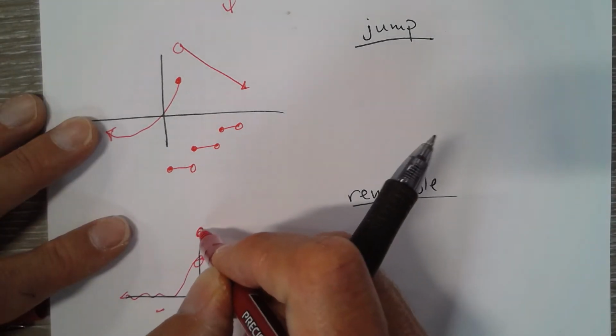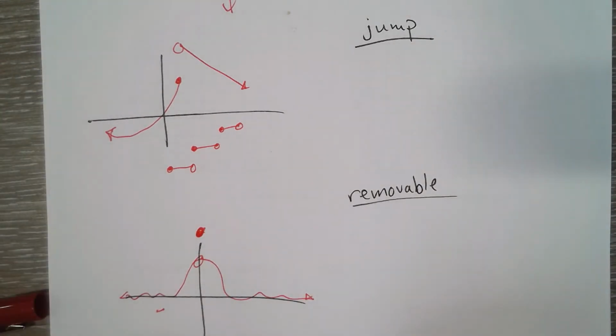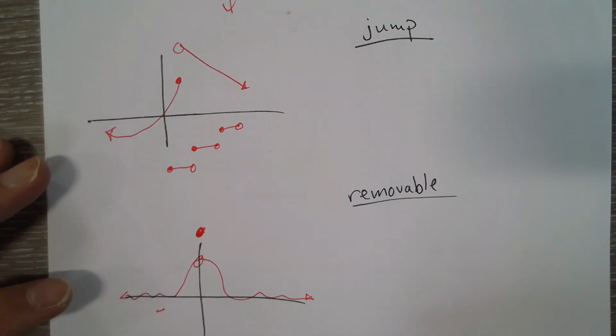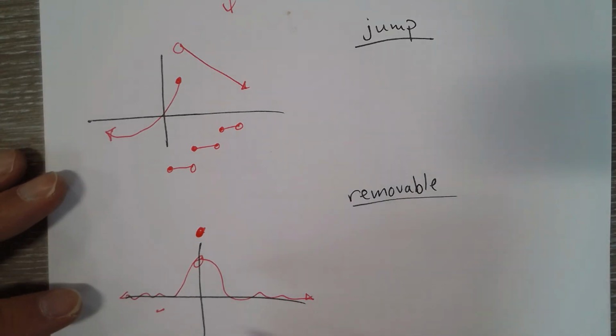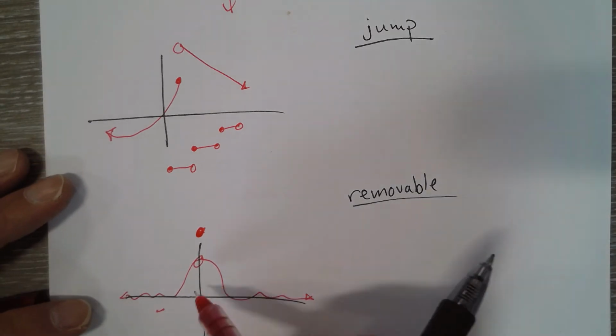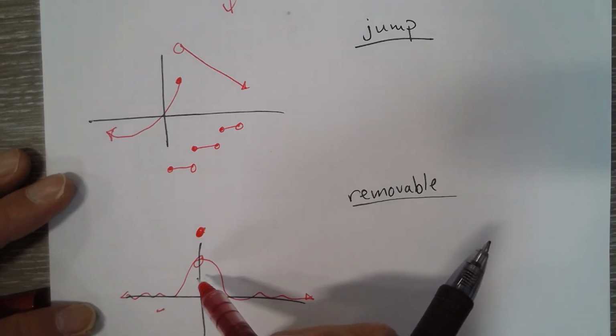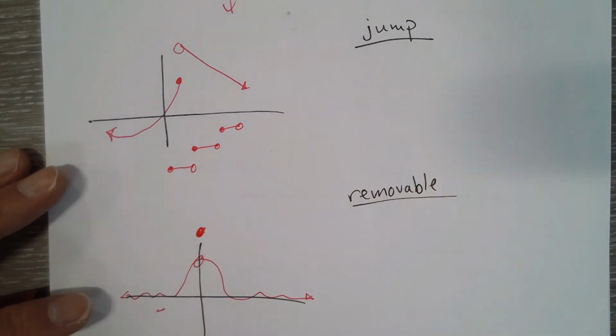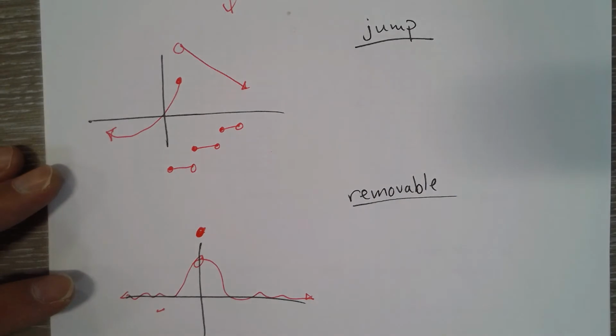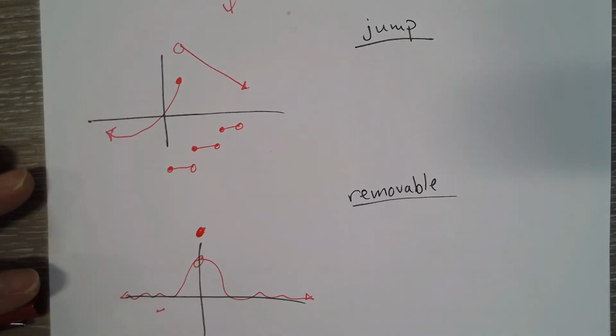If I have a point right up here, I still have a removable discontinuity because you can't draw it without lifting up your pencil. So the function is defined at 0, but there's still a discontinuity there. All right, those are the three main ones.